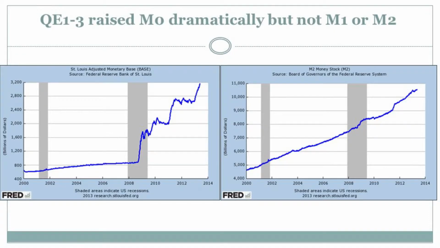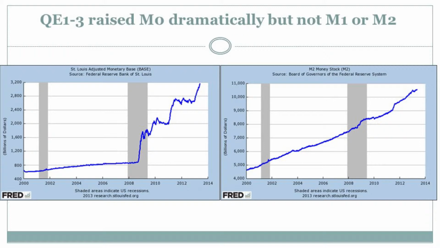So here's what happened. On the left, you've got the adjusted monetary base, that is adjusted for reserve requirements, but they haven't really changed over this period. So you see the shooting up of the monetary base. It more than doubles from a little over 800 billion to 1.6 trillion during the recession. The shaded area between 2008 and 2009 is the official dates of the recession. That's QE1.